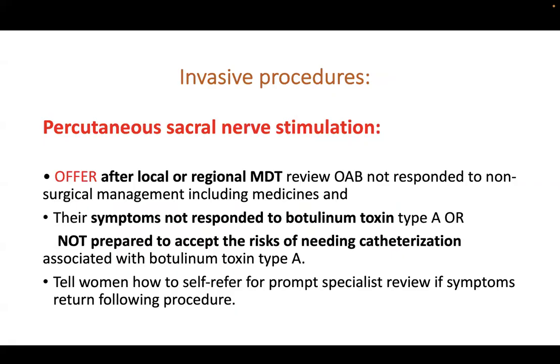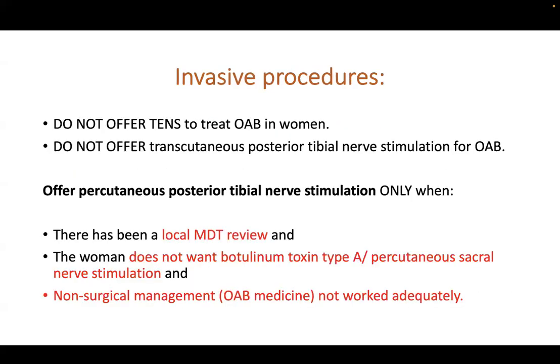We will give it if all other medication has failed and the patient is not willing to have botulinum toxin or will not accept the side effect of botulinum toxin, that is self-catheterization. In that case we can offer percutaneous sacral nerve stimulation. And we will not offer transcutaneous sacral nerve stimulation or transcutaneous posterior nerve stimulation. And we will offer percutaneous posterior; we have told about sacral.